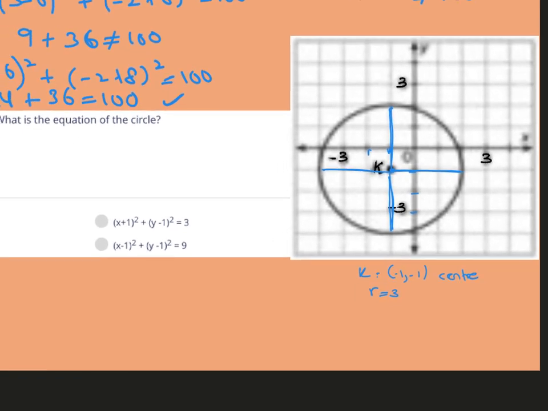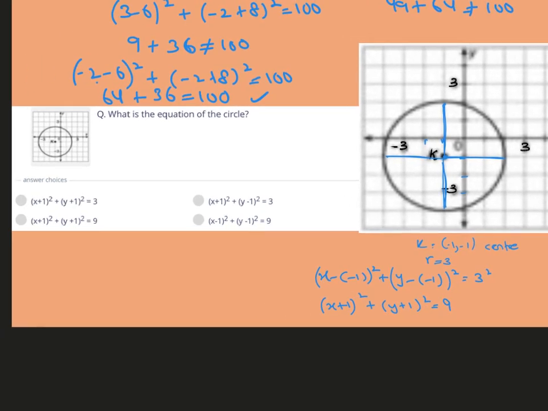Let's construct our equation. That's (x minus minus 1) squared, because h is minus 1. (y minus, again, minus 1) squared equals 3 squared. So if I open the brackets, that's (x plus 1) whole squared plus (y plus 1) whole squared equals 9. So that's basically this.